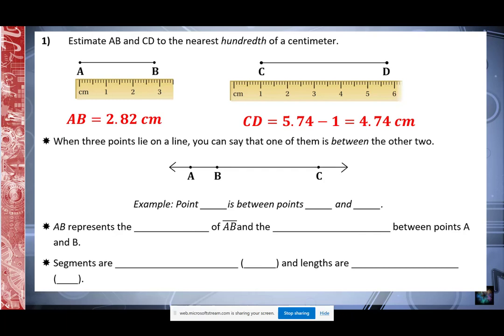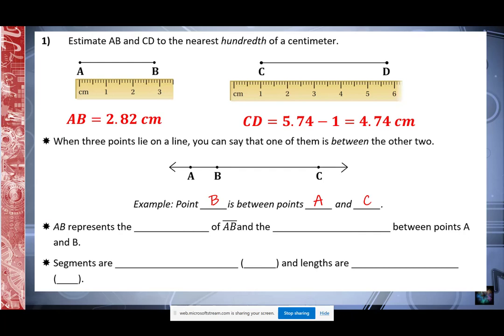And finally, when 3 points lie on a line, you can say that one of them is between the other two. Now, I know this is in your notes, but I definitely would like you to understand that for this example, point B is the one that is between A and C. We can really say nothing else about A and C. But this idea of between, you're probably thinking, well, duh, Mrs. Krause, we know they're between, and that's fine.